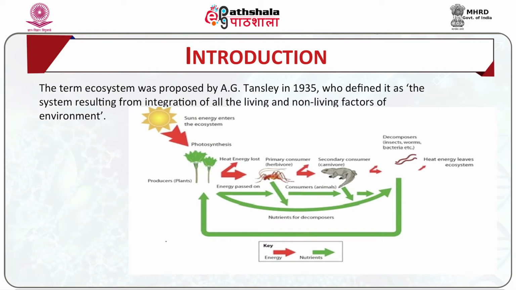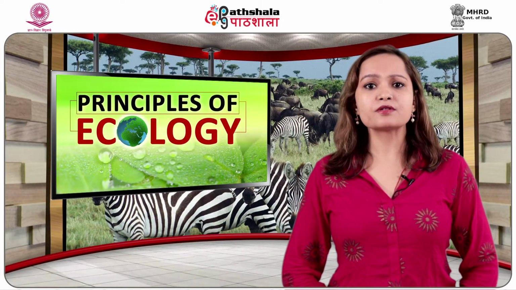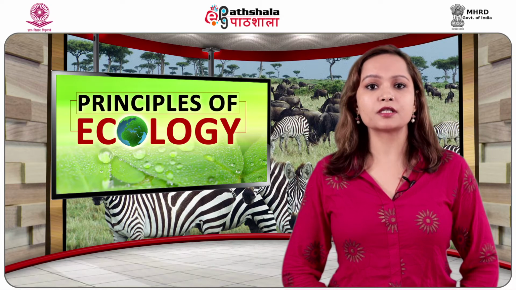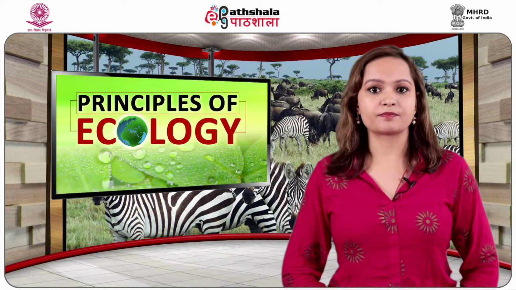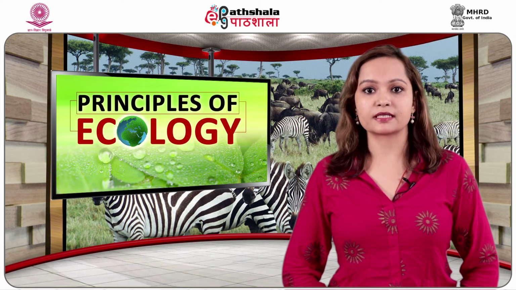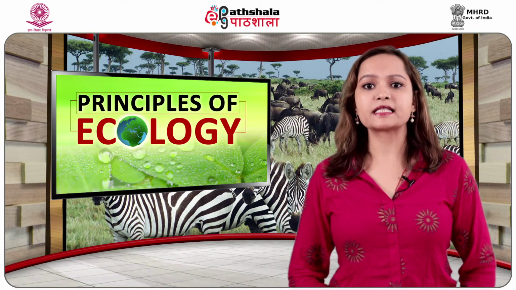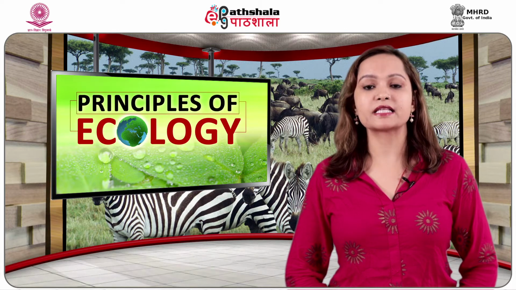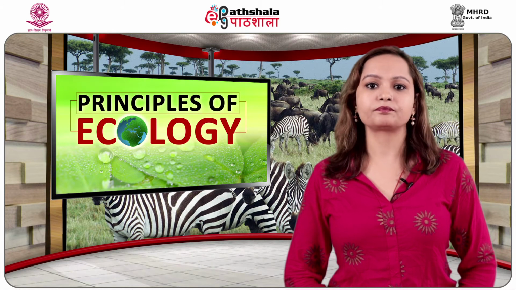The term ecosystem was proposed by A.G. Tansley in 1935. He defined it as the system resulting from integration of all the living and non-living factors of environment. An ecosystem is an overall integration of a mosaic of interacting organisms and their environment. It is a basic functional unit with no limits of boundaries. Therefore, it represents the highest level of energy-based ecological interactions.